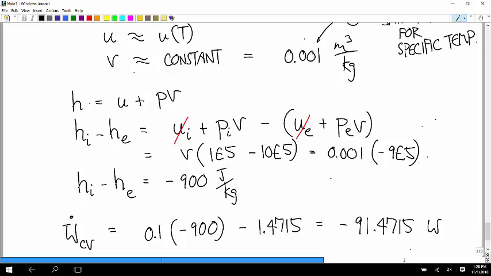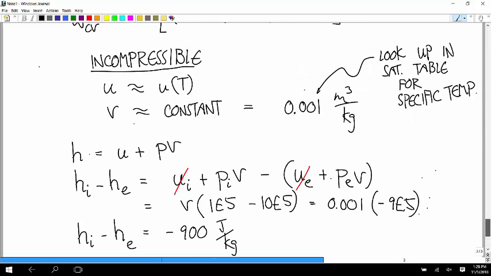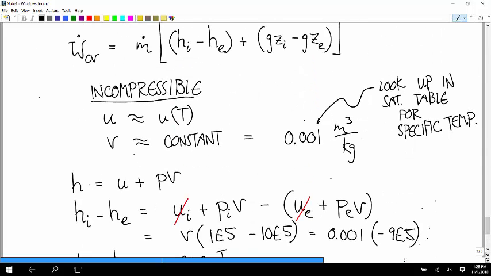Any questions about that? Okay. Let's just do the quiz. And then, yes. Yeah, you could have looked it up. I just did it this way because we didn't have the table sitting in front of us.